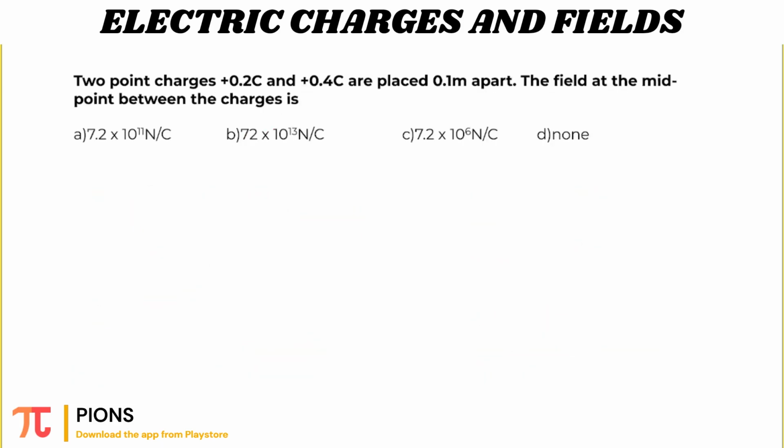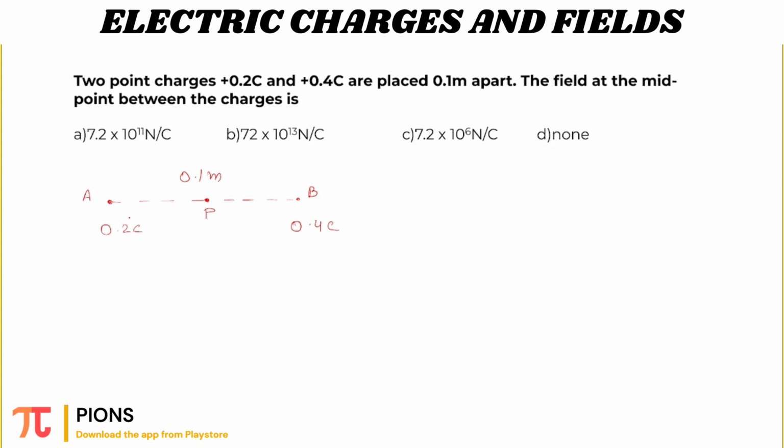So the question says two point charges. Let's call this 0.2 Coulomb, and another one is 0.4 Coulomb. They are placed at a distance of 0.1 meter apart. Find the field at the midpoint between the two charges. So if this is charge A, this is charge B, and this is our midpoint, let's call this midpoint point P.